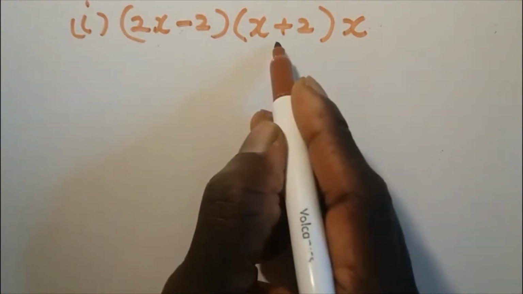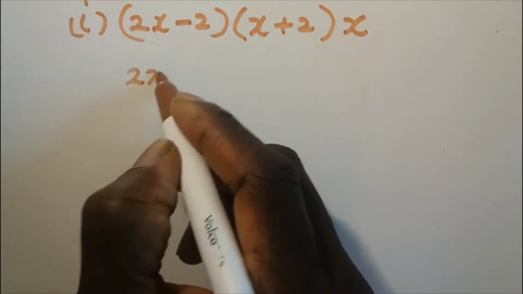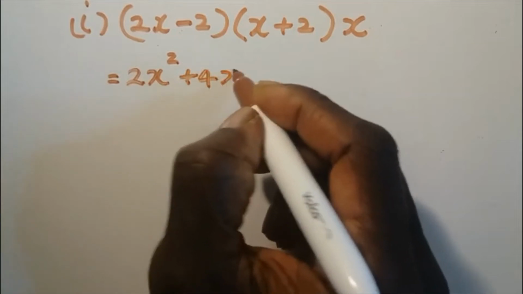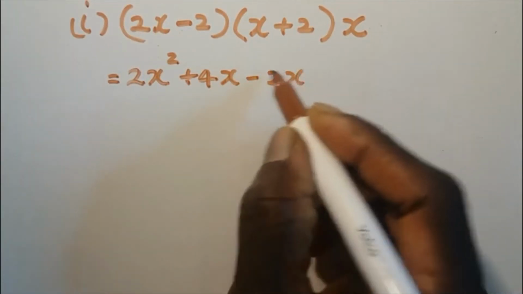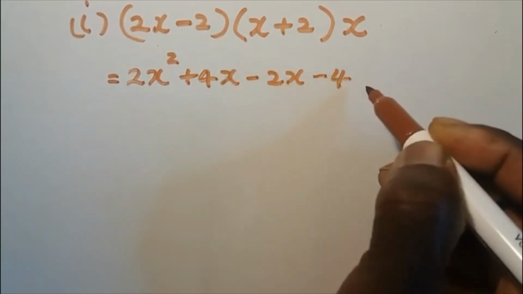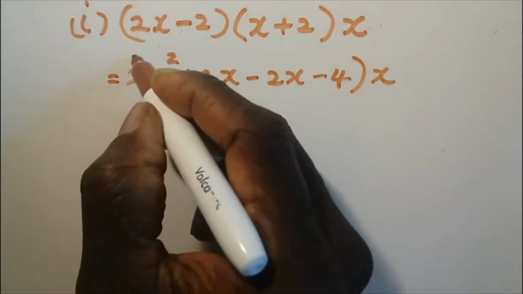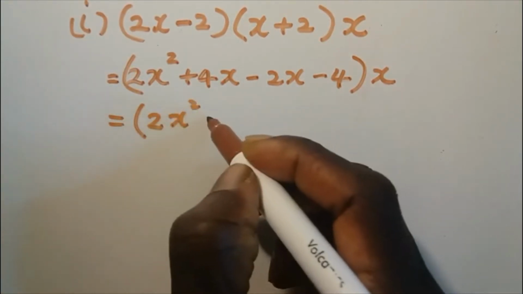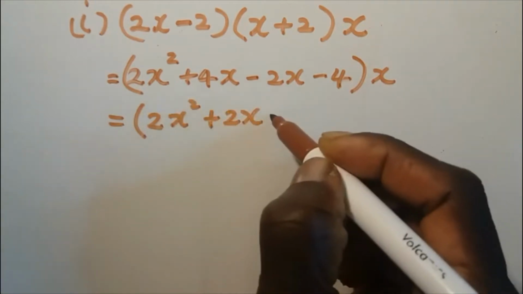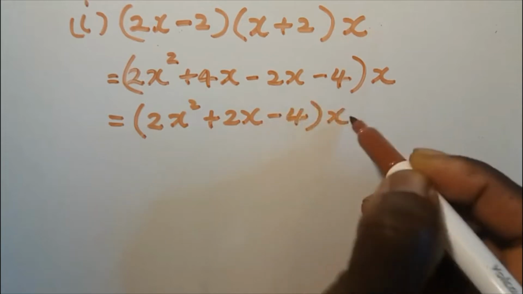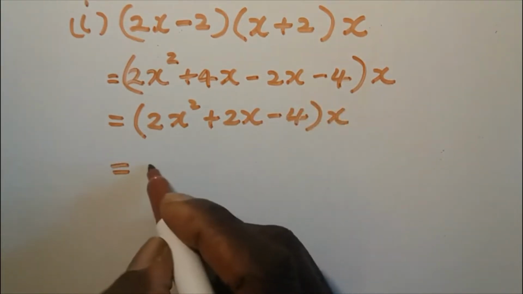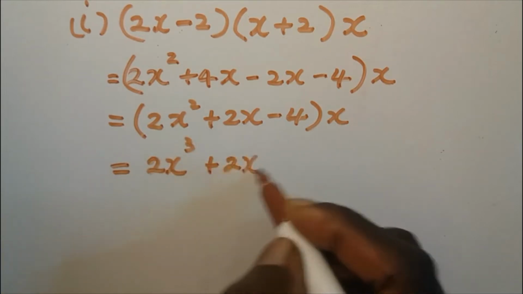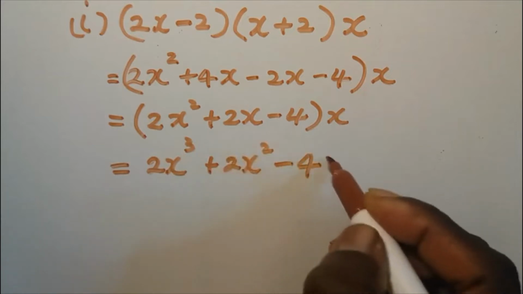So we'll start with these two. 2x squared, add 4x, minus 2x, minus 4. This all multiplied by x. We simplify this in brackets, we have 2x squared, add 2x, minus 4. And now we multiply all of this in brackets by x, we get 2x cubed, add 2x squared, minus 4x.